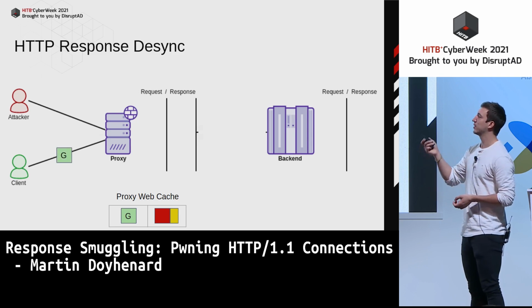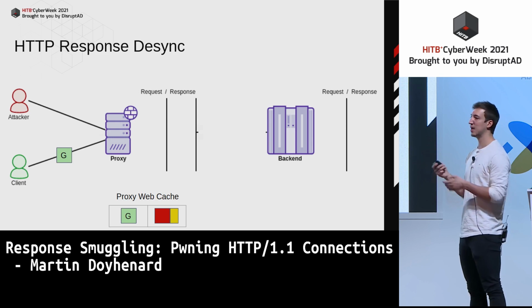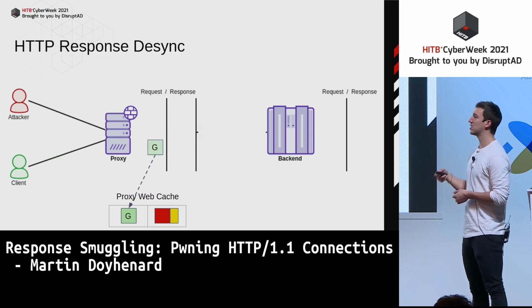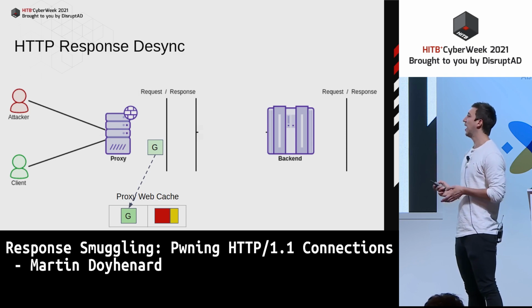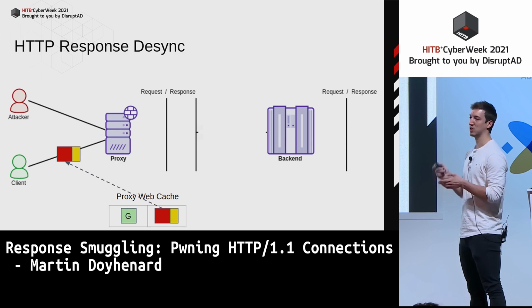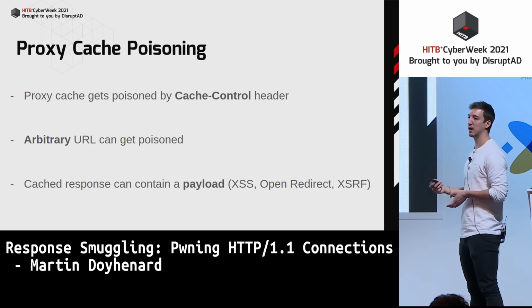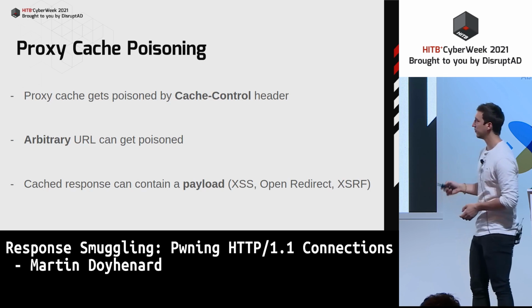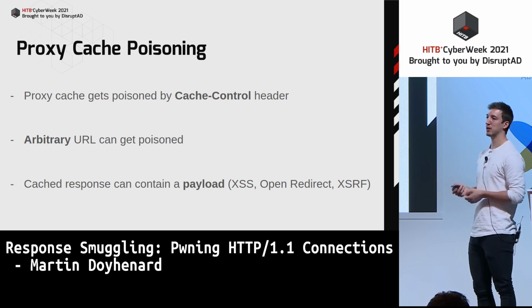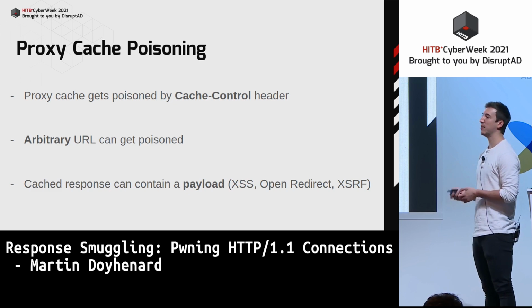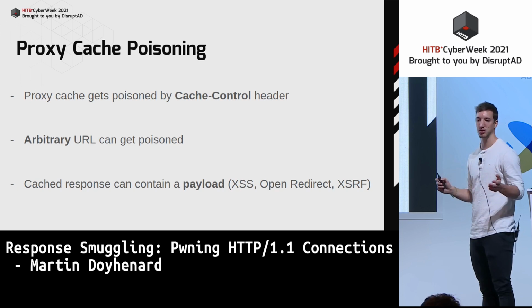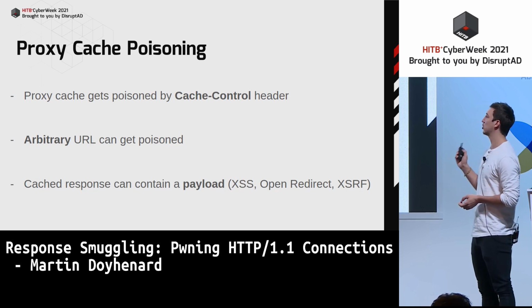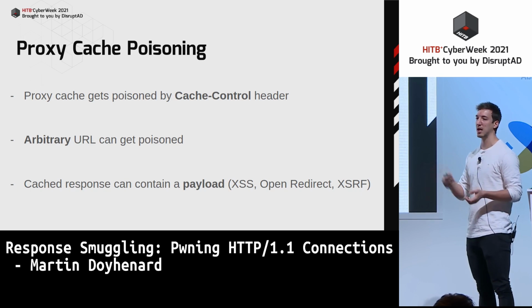Now, when the client sends a new request containing the same URL, the proxy, instead of forwarding this to the backend, will look in its cache for the response that was stored. So the client will receive this payload anytime the request is issued. So we are able to poison the web cache of any proxy, and we are able to poison the web cache of any URL that we arbitrarily choose. And also, as I said, the response can contain any payload we want.